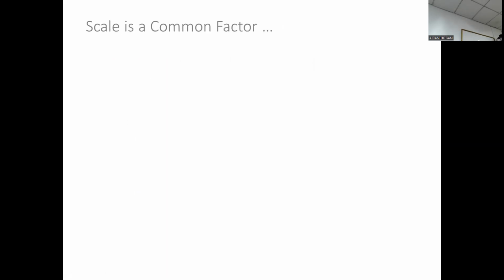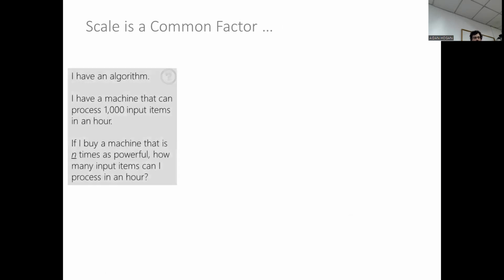Okay, so scale is a common factor. Scale is the essential characteristic of what we're dealing with in this course. We have a massive amount of data. So let's take a question. I have an algorithm. I have a machine that can process 1,000 input items per hour. If I buy a machine that is n times as powerful, how many input items can I process in an hour? So it's a key question of scalability, right?